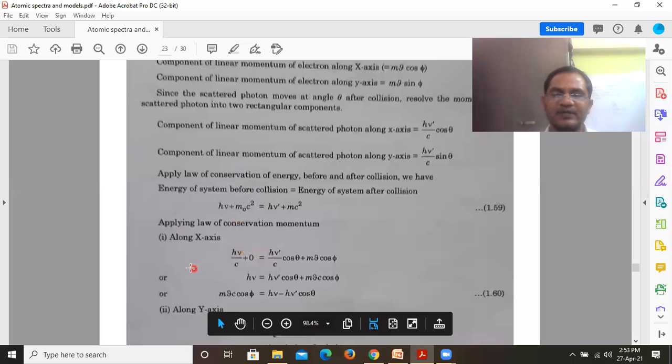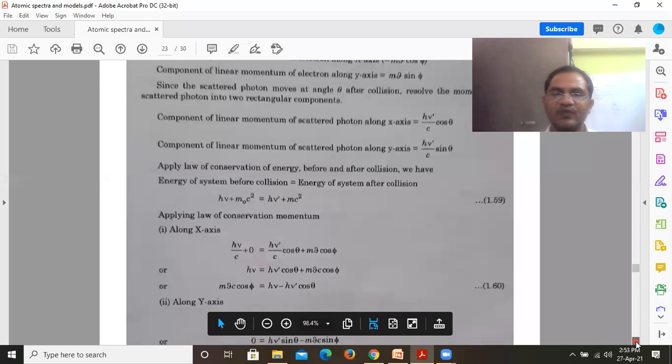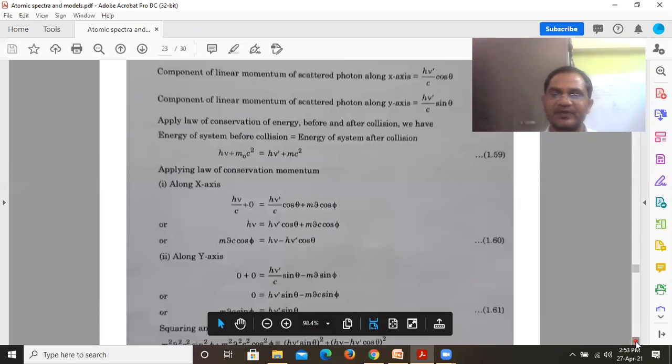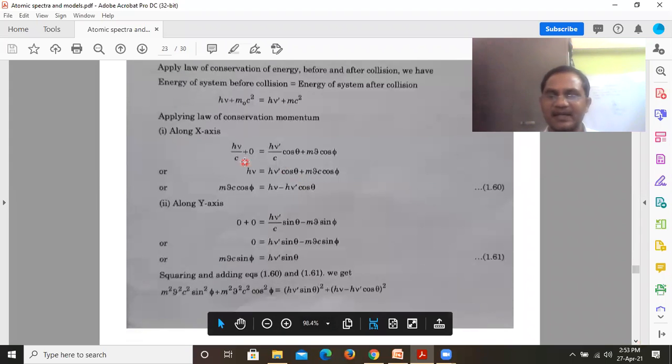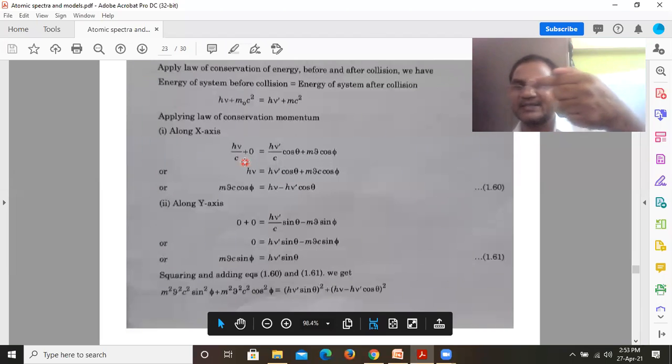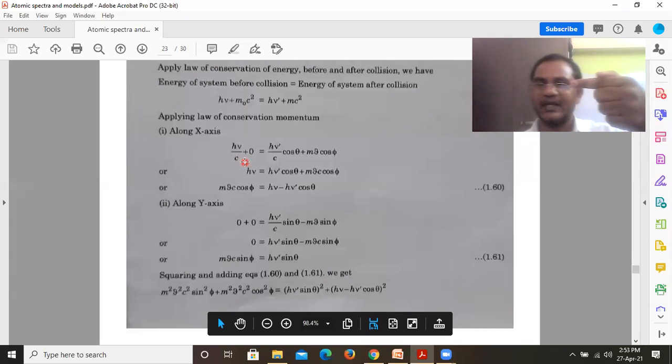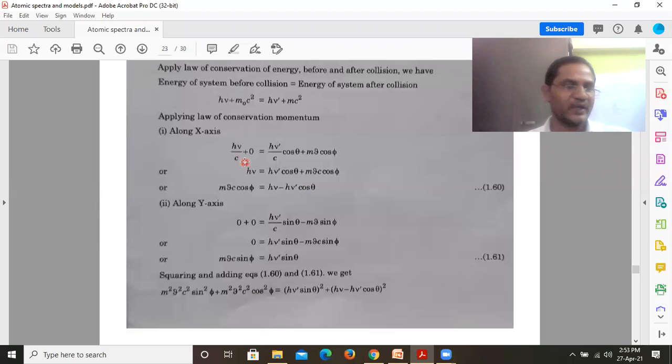Applying the law of conservation of momentum. First, let us apply the conservation of linear momentum along the x-axis. Along the x-axis, initially the photon is moving along the x-axis with what momentum? h nu by c. You consider the x-axis and y-axis.